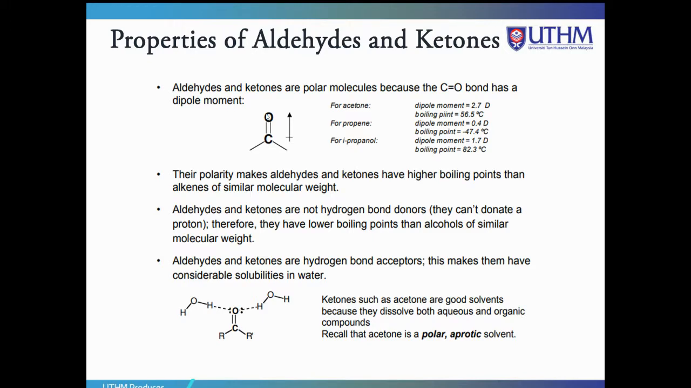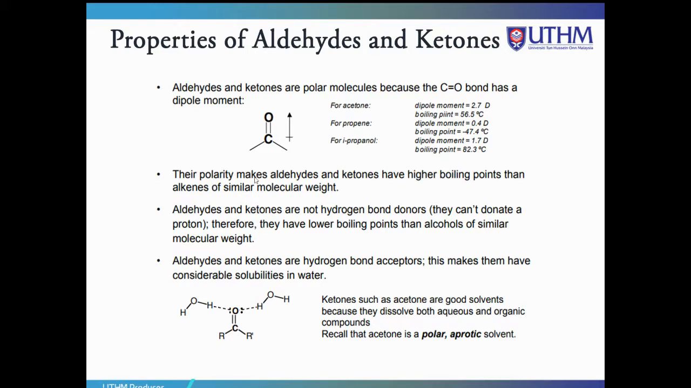Properties of aldehyde and ketone. Aldehyde and ketone are polar molecules because the C double bond O has a dipole moment. For acetone, the dipole moment is equal to 2.7, whereas the boiling point is 56.5 degrees Celsius. For propene, the dipole moment is 0.4 and the boiling point is minus 47.4. For isopropanol, the dipole moment is 1.7, whereas the boiling point is 82.3.